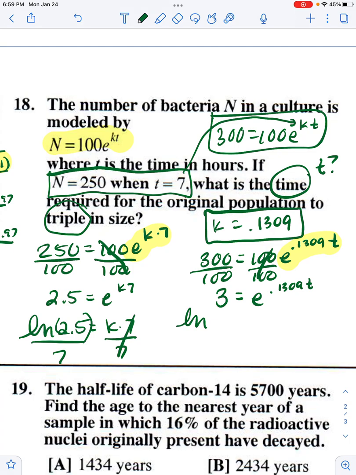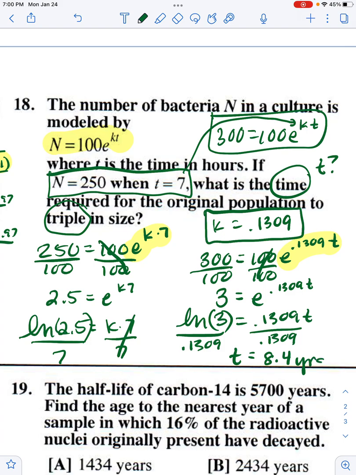Okay, then I'm going to take the natural log. I'm rewriting this as log base E of 3 equals the power. And so I go to divide this out. And I can do it all at once as long as I close that down. So ln 3, close that down, divided by 0.1309.